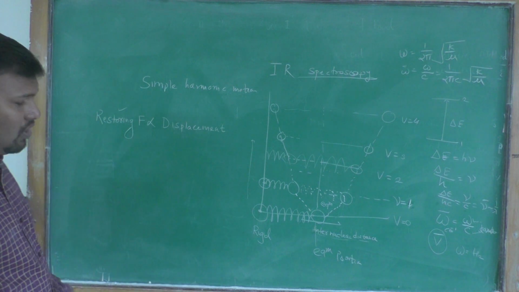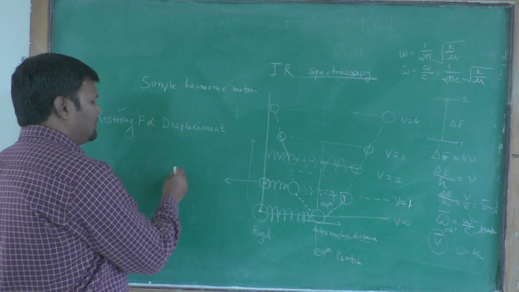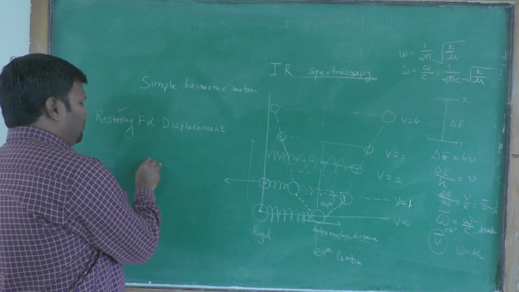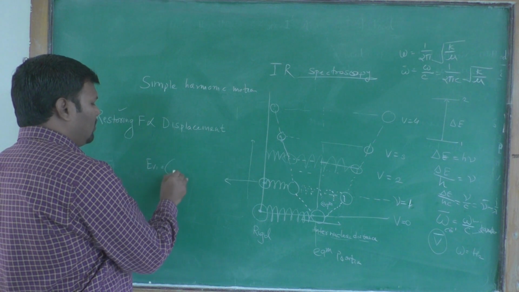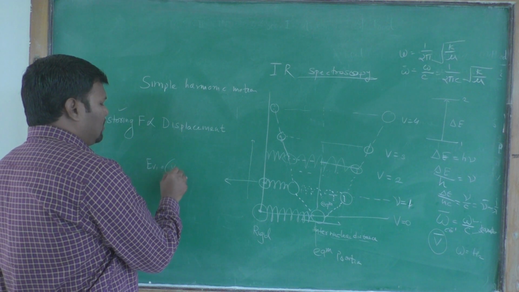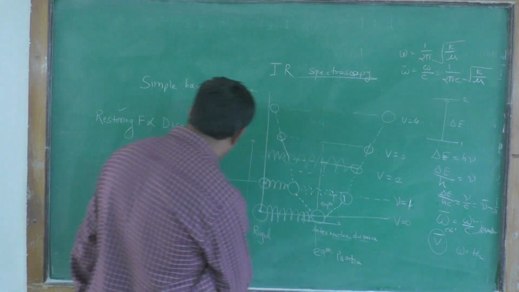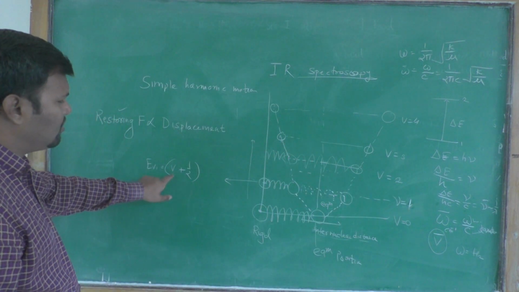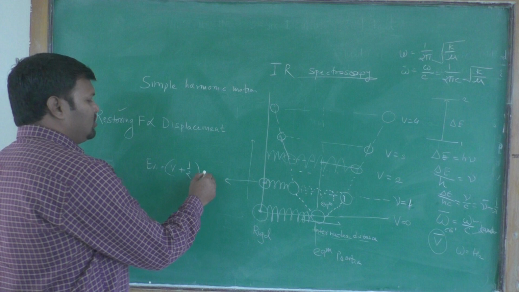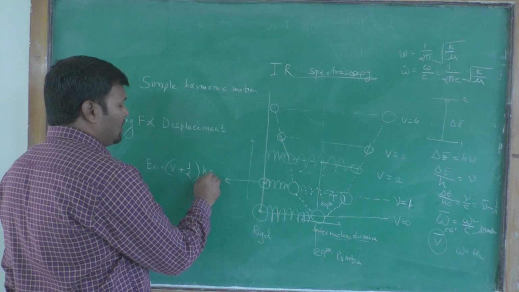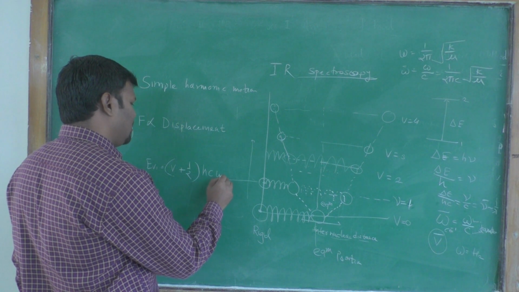Now, according to wave mechanics, quantum mechanics, the energy for this can be given as E for that level equal to V plus 1 half. V is the level: V is equal to 0, V is equal to 1. This is not frequency. You remember, this is the quantum energy level, and the energy is equal to Hc into omega bar.